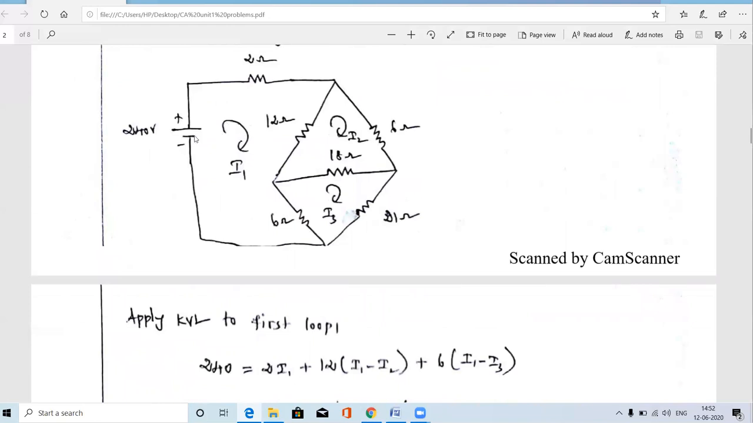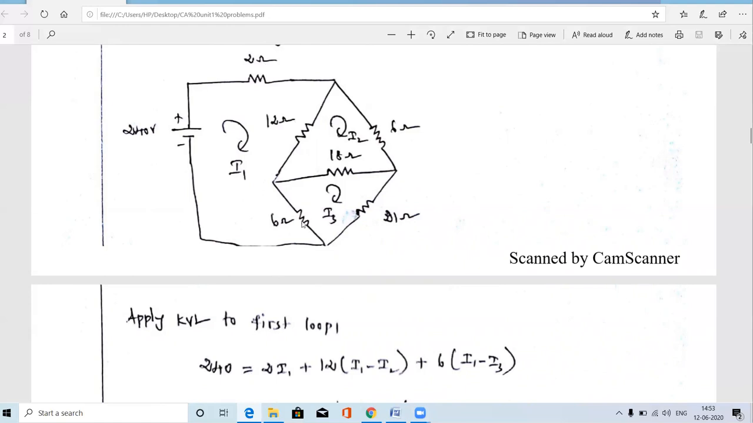First loop. You start from here. Minus to plus, it is a voltage rise. So 240 equals 2 into current I1, it's a voltage drop. Then when we are coming here, 12 ohm. This 12 ohm is common for loop 1 and loop 2. So 12 into I1 minus I2. Since the two currents are in opposite directions, it is I1 minus I2.